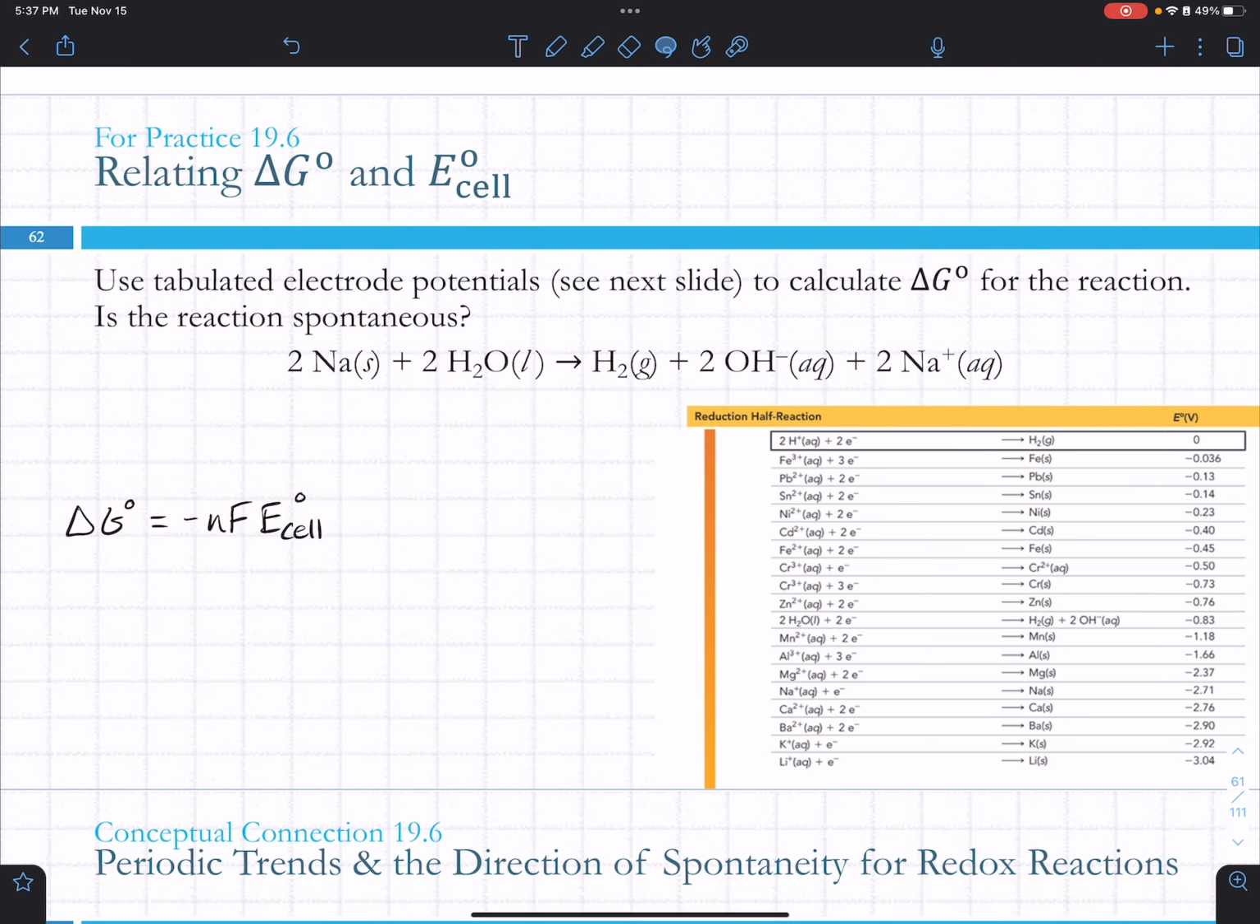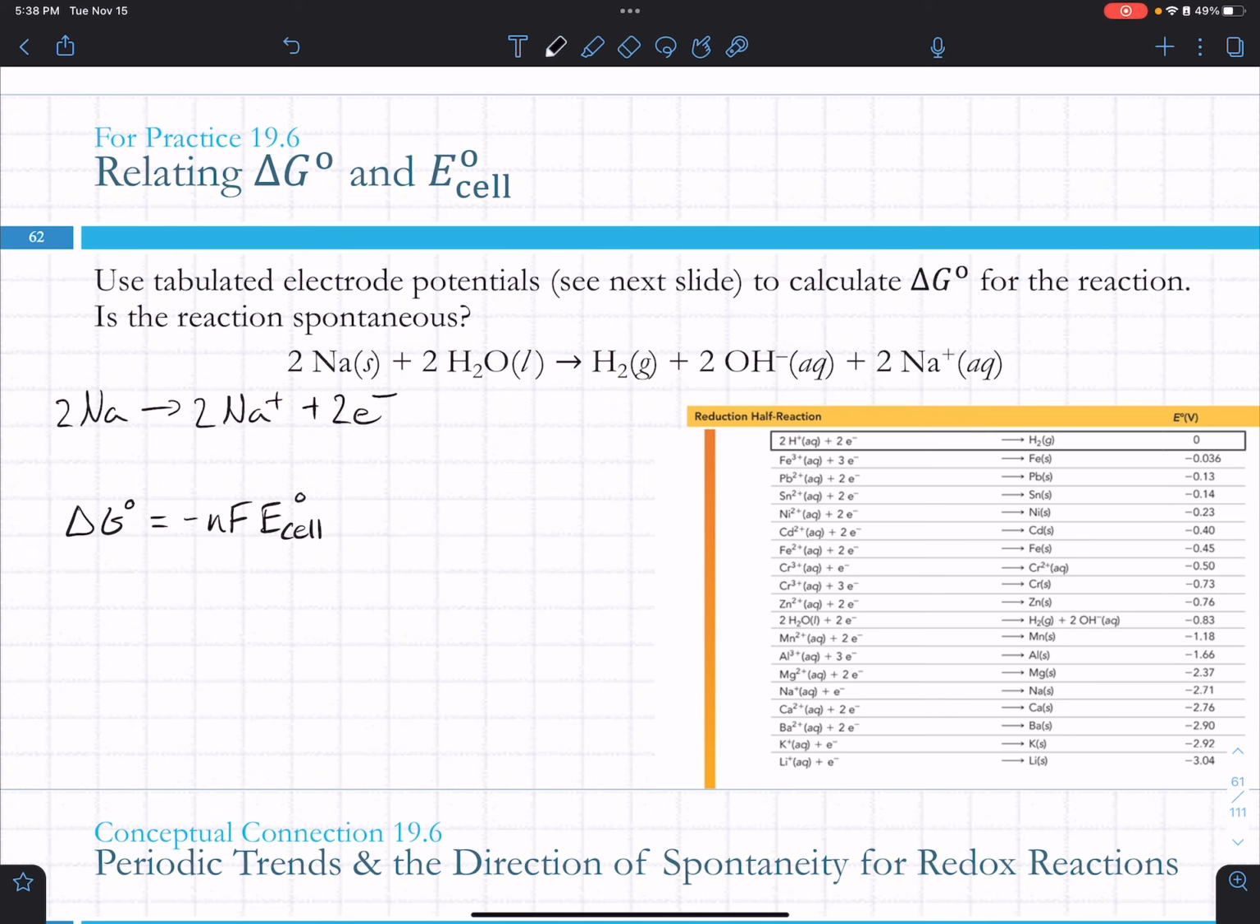So again, I like more and more to write these out as half reactions. Starting with the sodium, going to, not Na2, not Na2 plus, 2 Na plus plus 2 electrons. All right, if we have 2 sodiums and we get 2 sodiums with positive charges, there has to be 2 electrons.